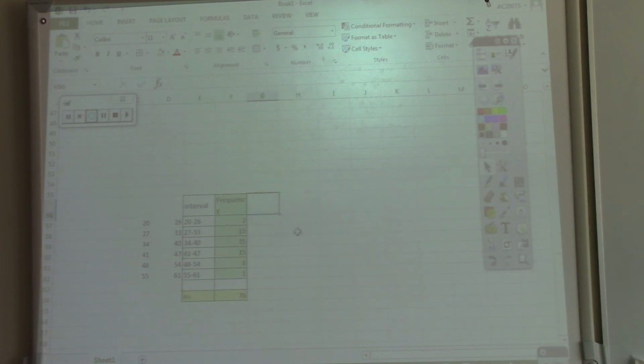So I'm gonna make a column here, call it X. And X is equal to parentheses, this guy plus this guy divided by 2. And you should be able to copy and paste it down.